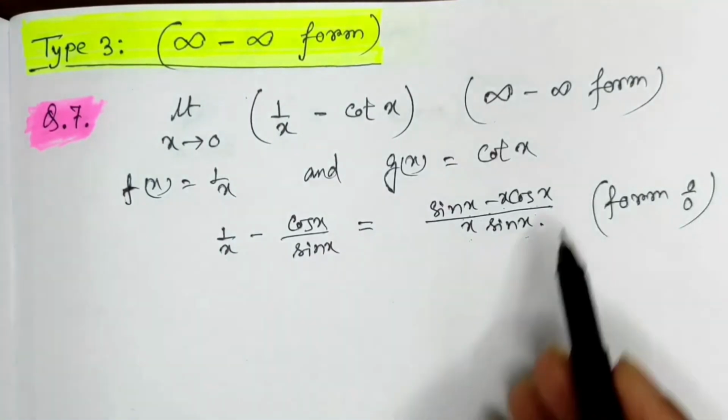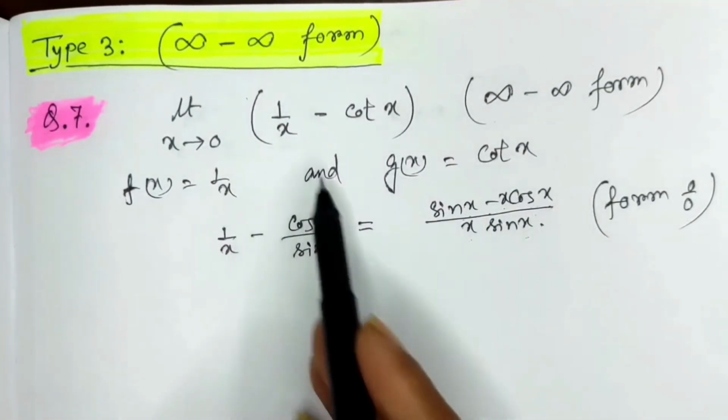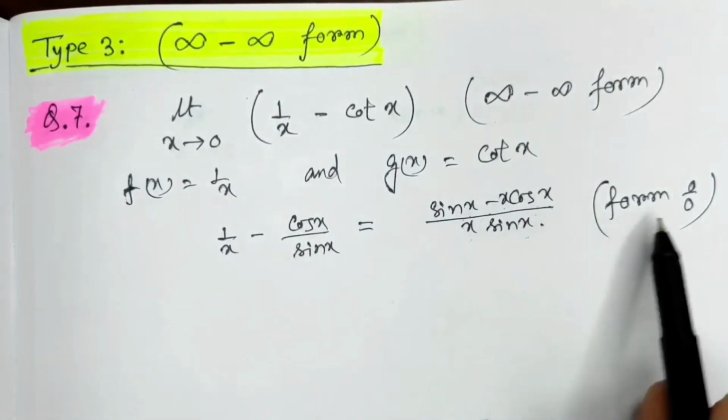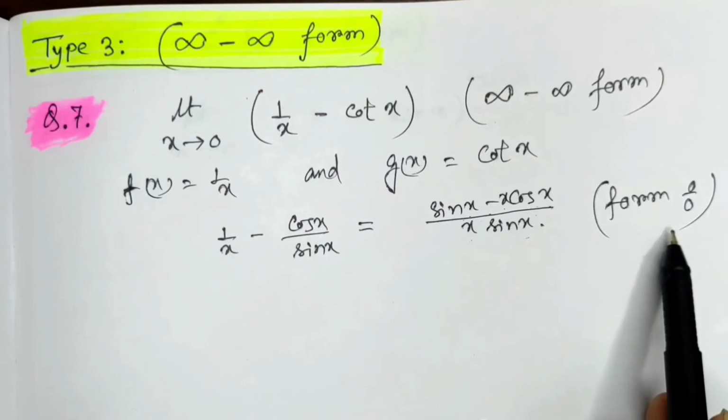So after getting in this format, that means we just rewrite the given function in this format, we will find out it is in the 0 by 0 format, and it is in the 0 by 0 format means the same process we should apply to evaluate this one.